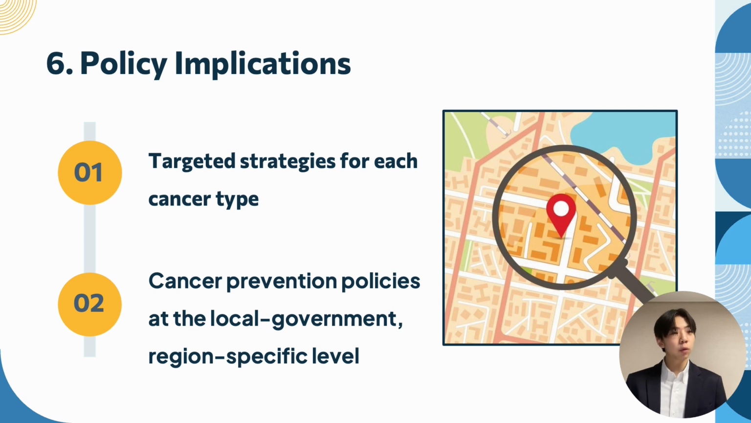This is because, for example, as we already saw, breast cancer is most prevalent in Seoul metropolitan areas. Meaning, in Seoul metropolitan areas, in that local government, they need to focus their policies on breast cancer. Local governments in the southern eastern areas of Korea, around the ocean side, need to focus their policies on hepatocellular cancer, because hepatocellular cancer is most prevalent in those regions. There needs to be policies made at the local government level, at the region-specific level, not at the national level.